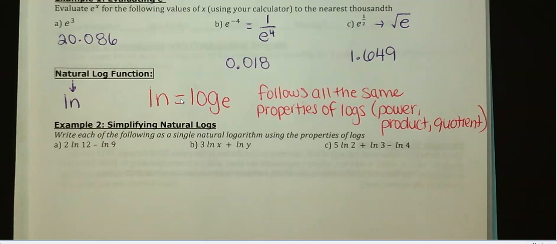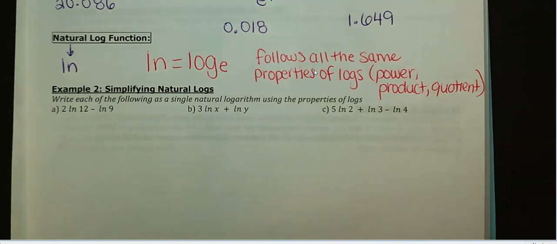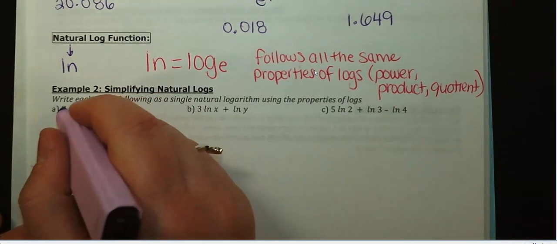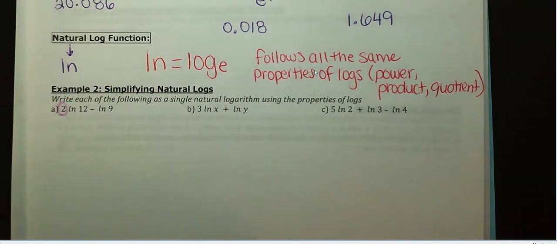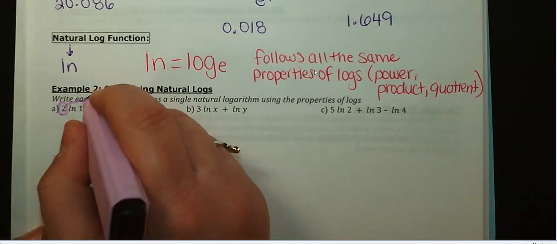So all I'm going to have you guys do on these first couple questions is just remember the properties of logarithms, but we're just going to do them with natural logs instead of regular logs. So if you got a number out in front, I've got 2 times the natural log of 12 here. We're going to write these as a single log.